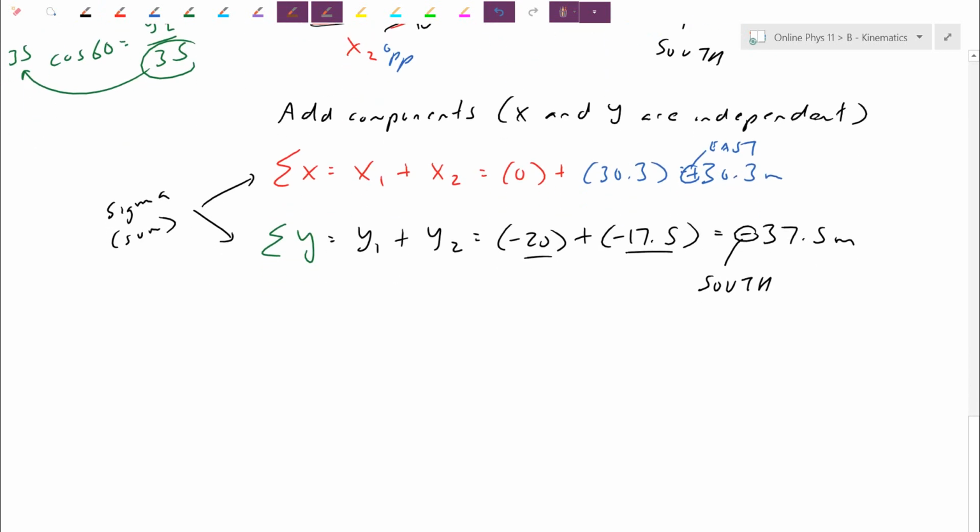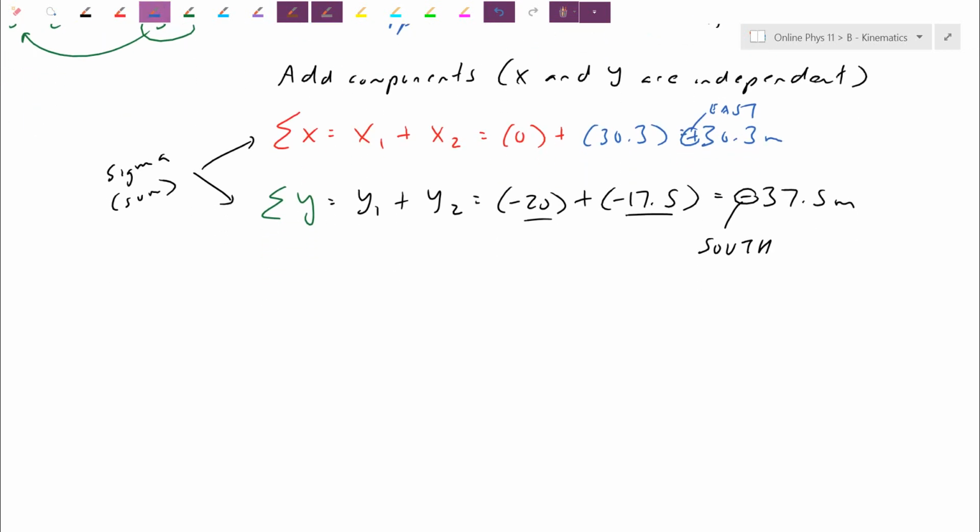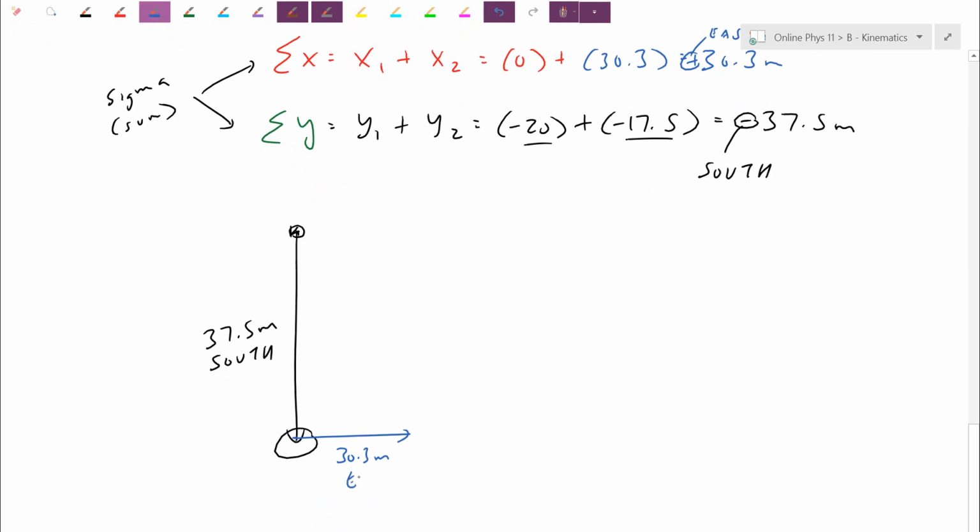So now what I can do is I can draw one last triangle. From the starting point here, I'm actually going a total of negative 37.5. The negative means south, so I pointed south already. I can treat this now as a positive 37.5 because I already have the heading listed here. And I'm going eastward 30.3. So this is 30.3 meters in the east direction. That was positive, so I know to point this way. And now I've created the triangle that I need.